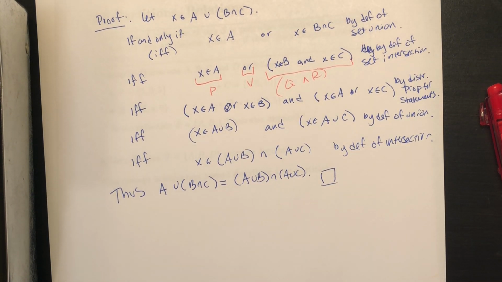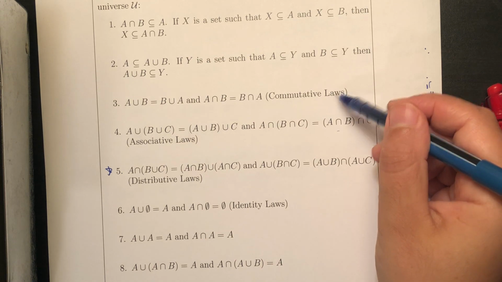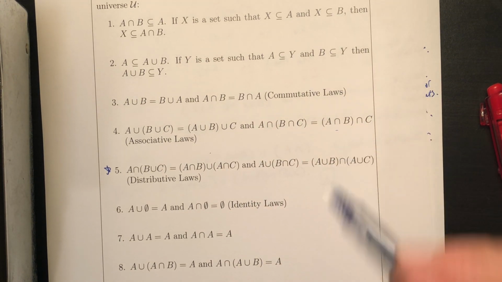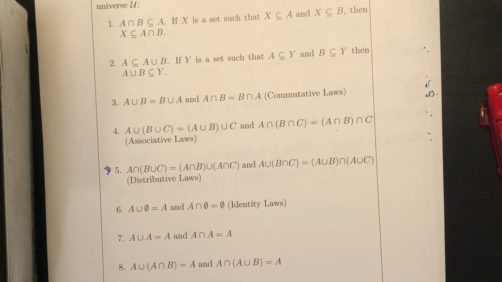Right? So it'd be a good exercise for you to actually go back and try to do some of these proofs for these other commutative and associative laws. See if you can use those laws that we have for statements to really easily prove these laws for sets. This one actually we already did in a previous video.